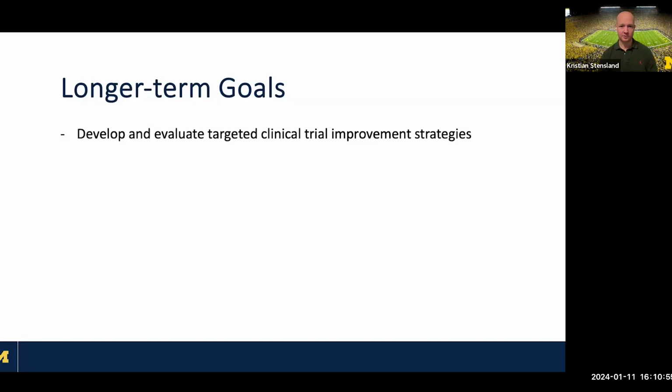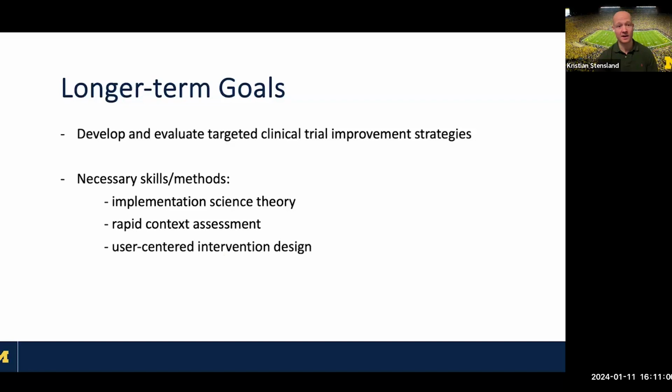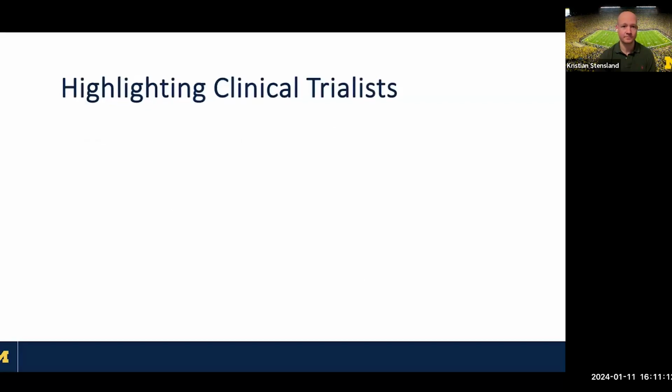So we'll be talking a lot about clinical trials and their problems today, and I want to eventually be designing ways to design and conduct better clinical trials. And the necessary skills and methods for this are implementation science theory, rapid context assessment, user-centered intervention design, and clinical trial and hybrid trial design and logistics.